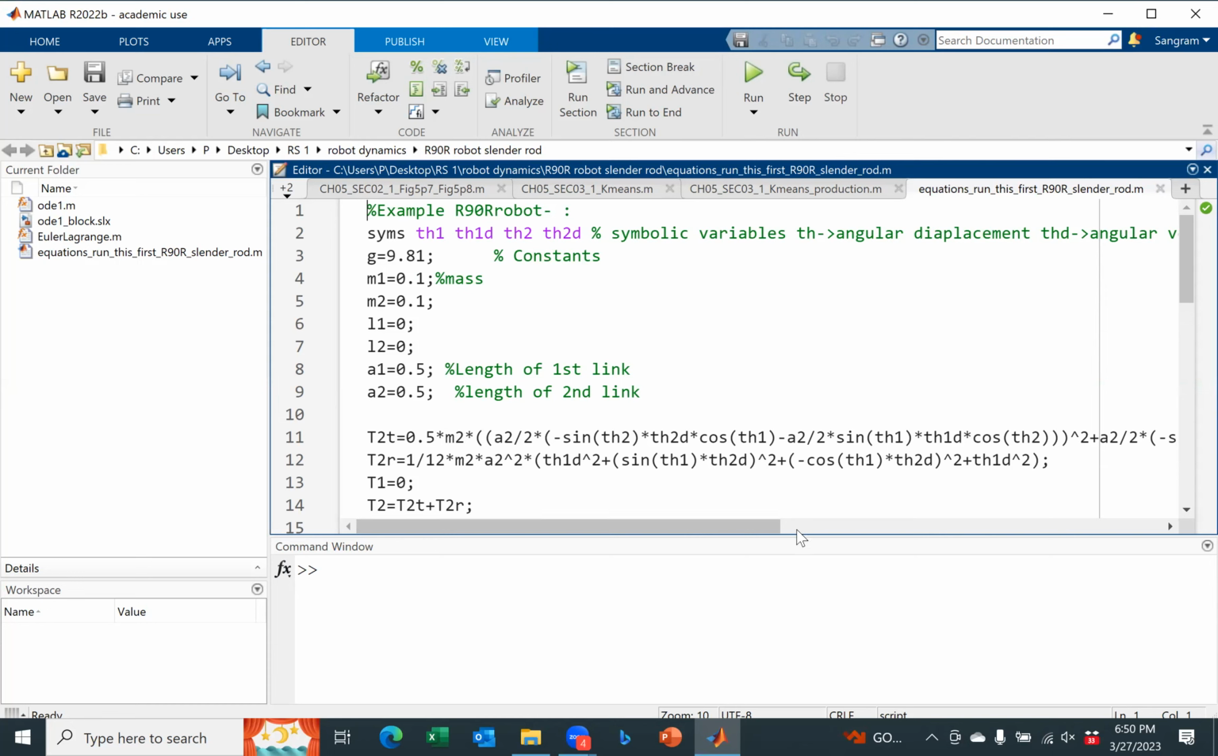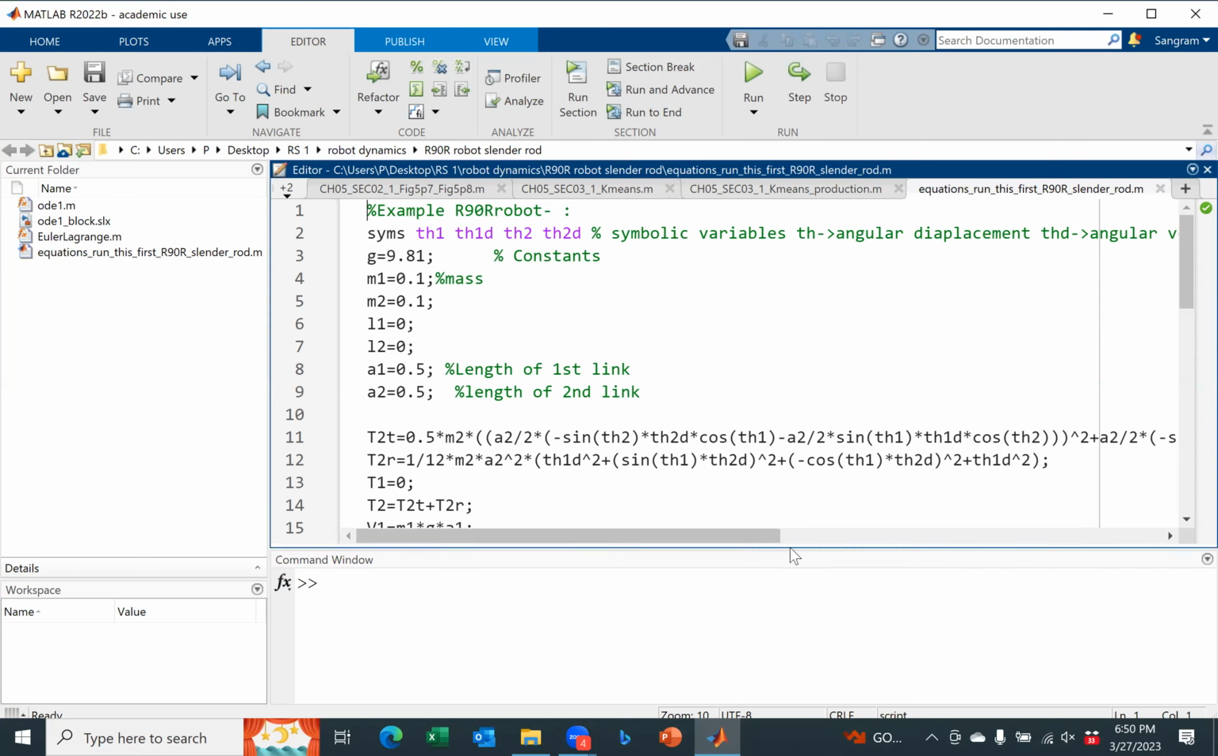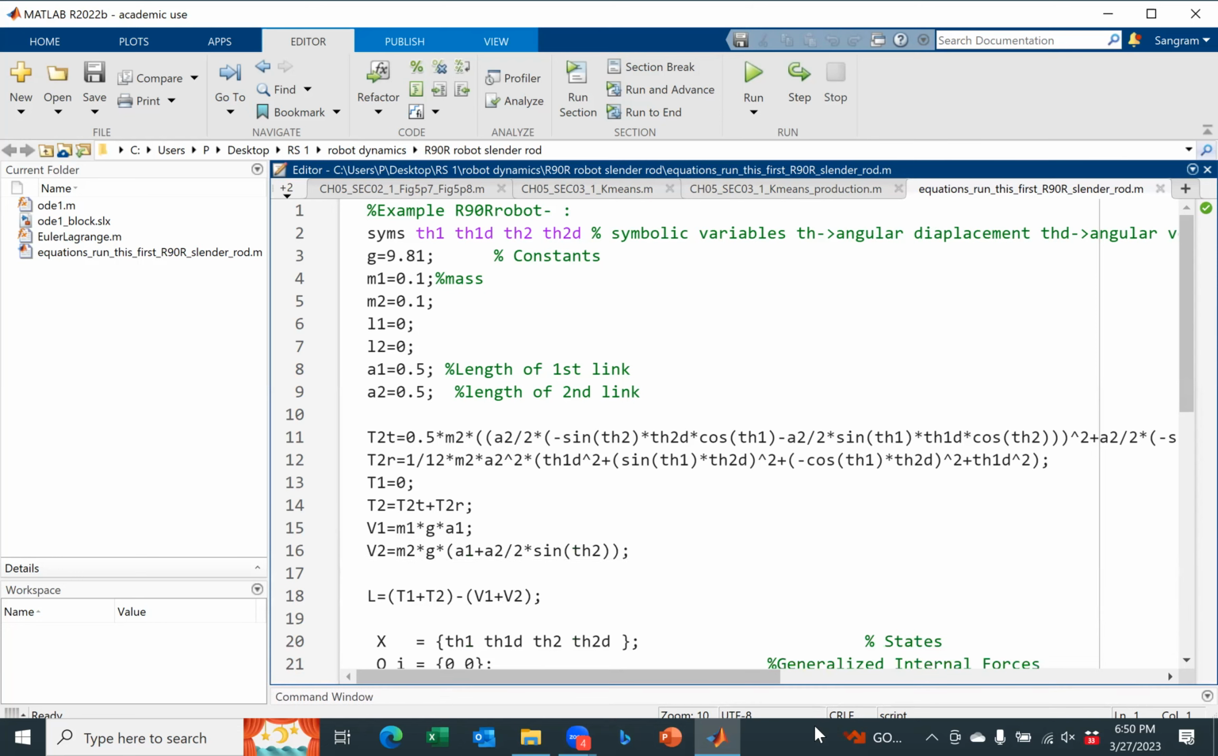Now what I need to do is, first I want to find out the kinetic energy. I'm going to find out the kinetic energy of translation and the kinetic energy of rotation. And please understand, for the first mass, the kinetic energy of translation is 0. I didn't explain that, but let me show you why it is 0.